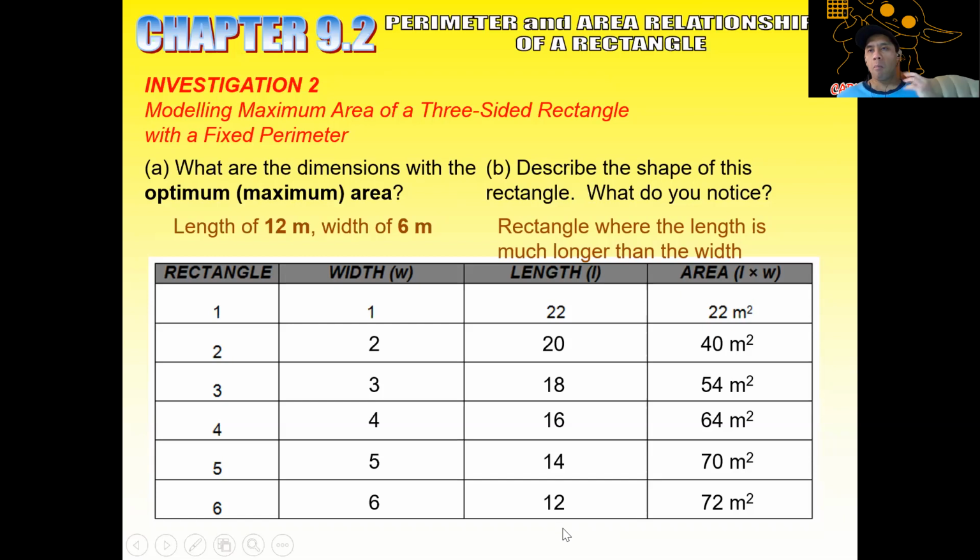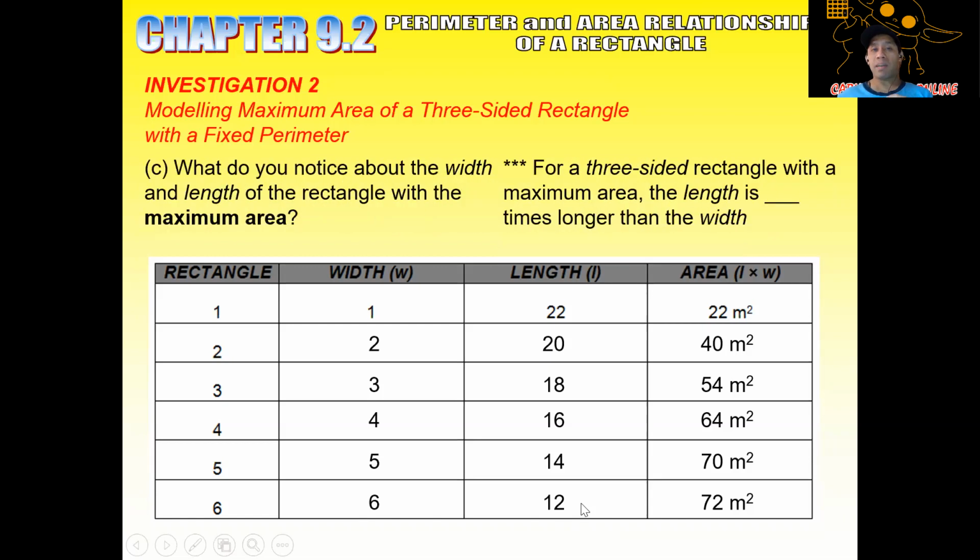Well, if we're thinking about multiplication, you should be able to discover that if I take this 6 and multiply it by 2, or simply just double it, that will give you 12. Now that's going to be important here because that's exactly the relationship of width and length of all three-sided rectangles. As you can see here, the length is twice as long as the width. So for a three-sided rectangle with a maximum area, the length is 2 times longer than the width, and that's always going to be the case.